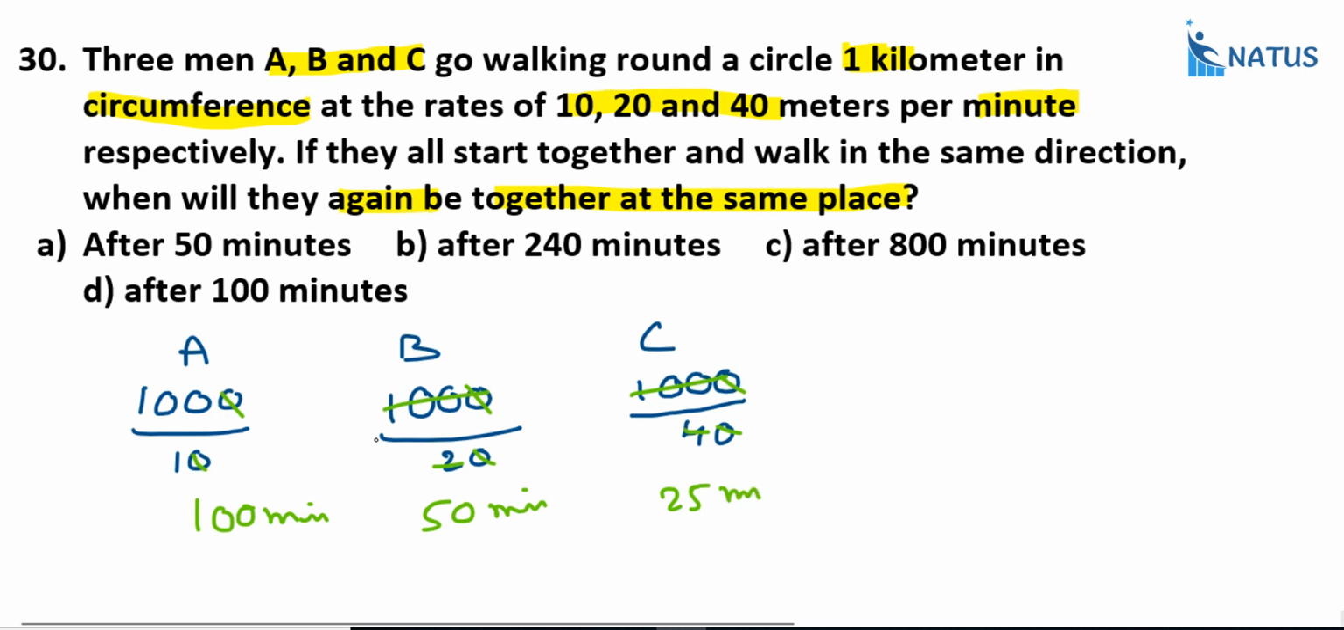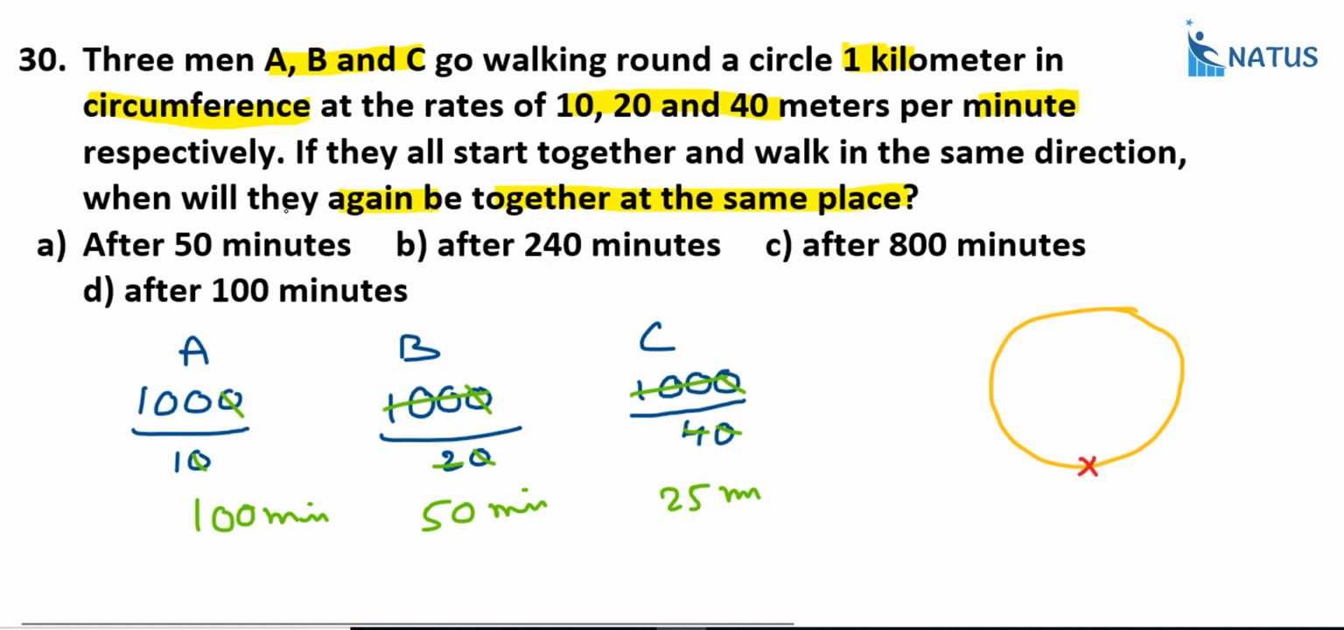Suppose this is one circular path and this is the starting point. Now, how much time is taken by A to cover this entire distance? That is equal to 100 minutes. How much time is required for B to cover this entire distance? That is equal to 50 minutes. How much time is required for C to complete this entire distance? That is equal to 25 minutes.